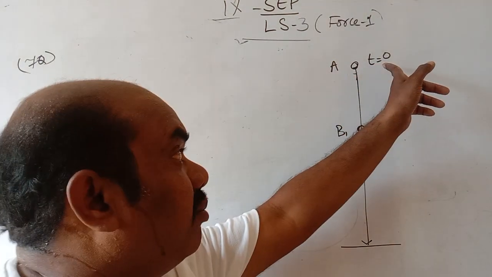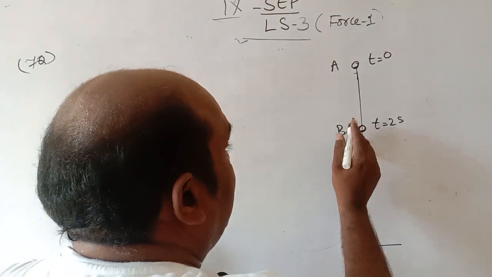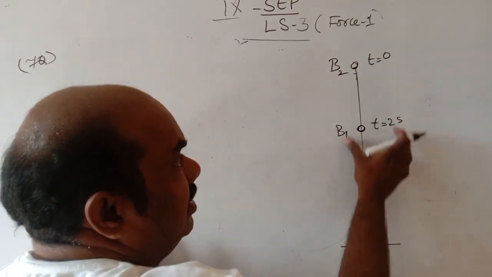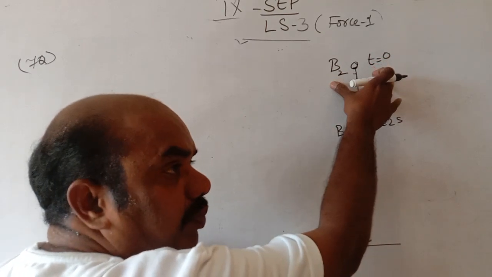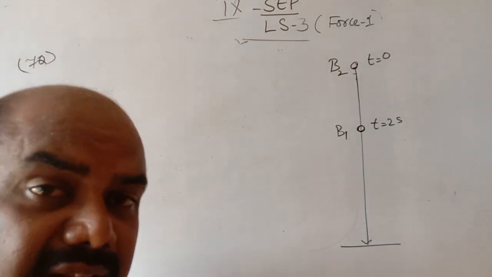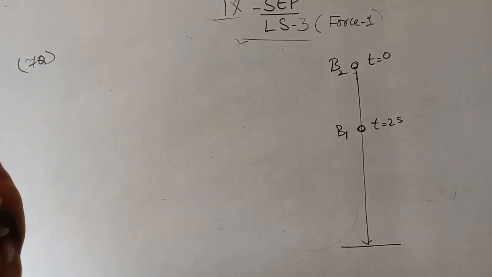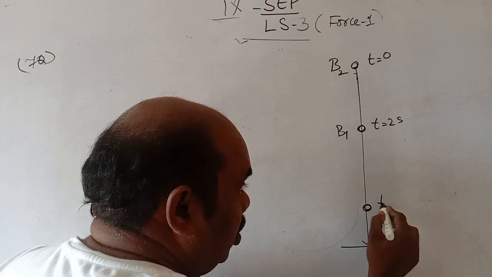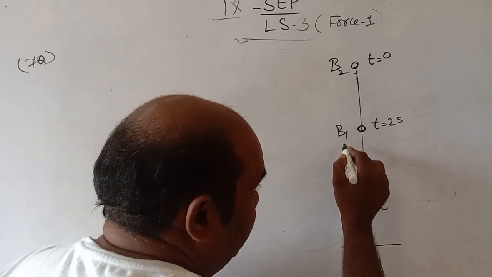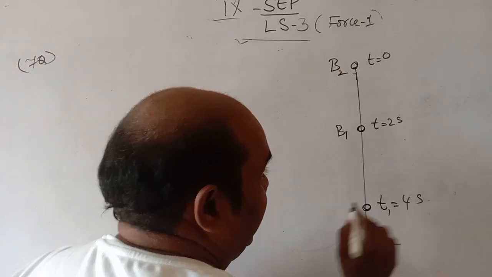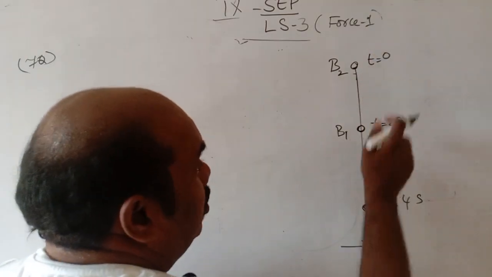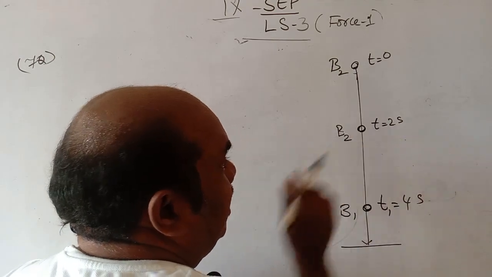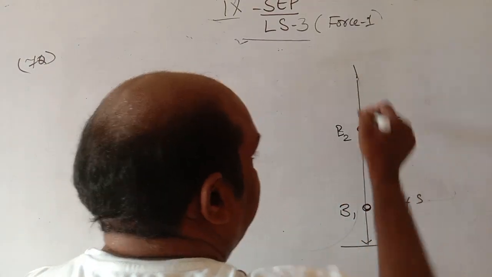That means, this is the first ball B1, this is the second ball B2. The first ball traveled 2 seconds, the second ball traveled 0 seconds. Now they are asking, after 2 more seconds, what is the difference between them? After 2 more seconds, the total time taken by ball 1 is 2 plus 2, 4 seconds. This is ball 1, this is the second ball. The second ball traveled 2 seconds.